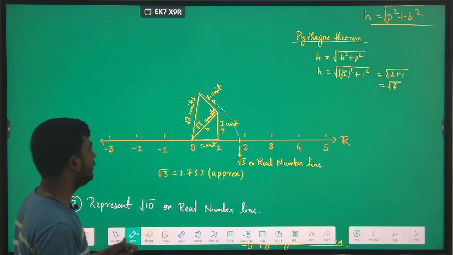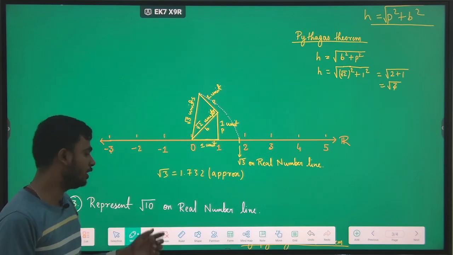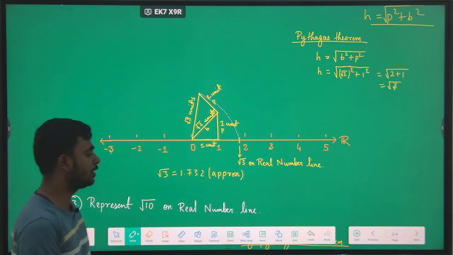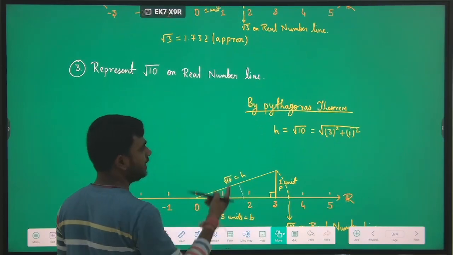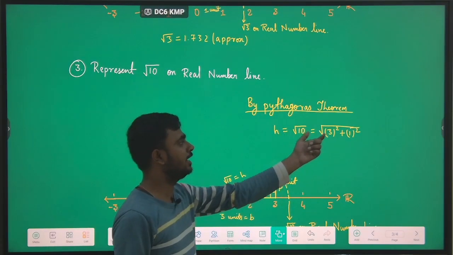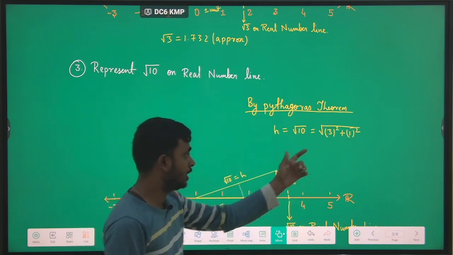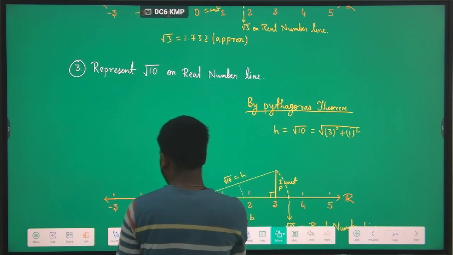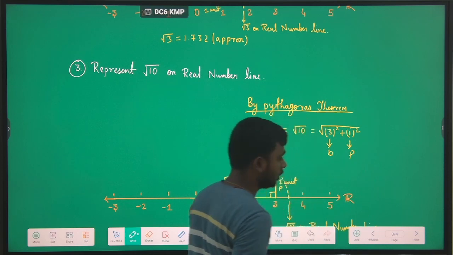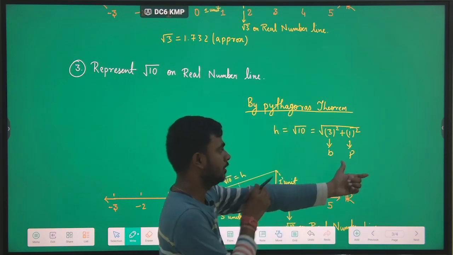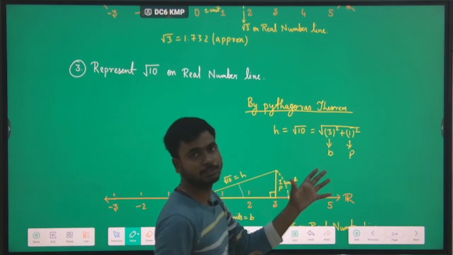Okay. Similarly, if we are asked to represent root 10 on real number line, how can we represent it? For root 10, it is very simple. We can rewrite root 10 as root over 3 square plus 1 square. What it means is that our base will be 3 units and our perpendicular will be 1 unit. We can take any of it. We can take P as 3 units, we can take B as 1 unit. Okay, we can also do this.